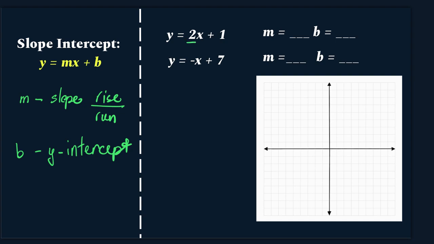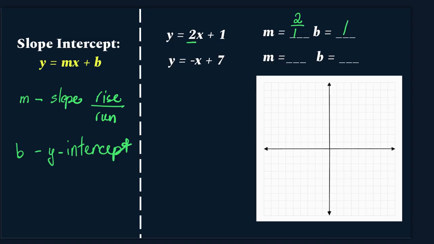Let's take a look at our first equation. Our m, the slope, is 2. Since it's a whole number, we have to make it into a fraction. So our rise will be 2, and then our run will be 1. Okay, and our y-intercept is 1. Let's go ahead and graph that.